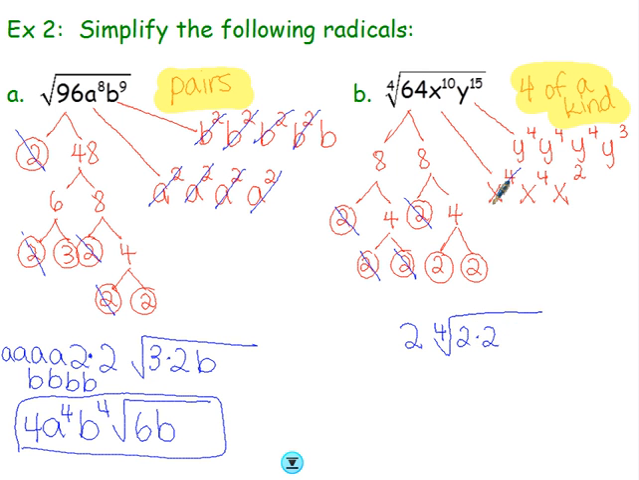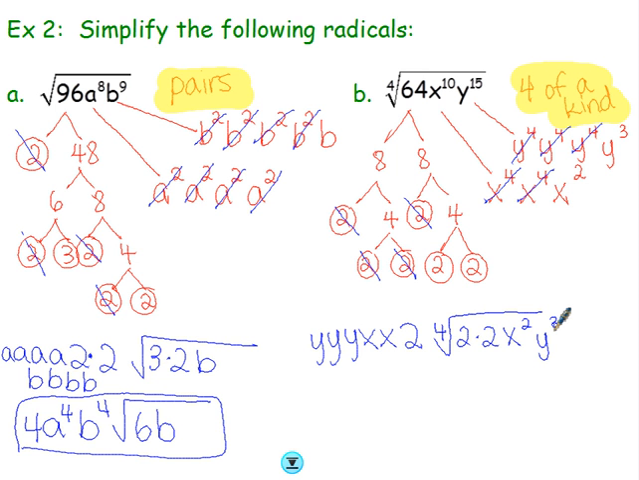Let's look at the x's. Group of 4, x outside. Group of 4, x outside. Group of 2 stays inside. Y's, group of 4, y outside. Group of 4, y outside. Group of 4, y outside. Group of 3 stays inside.